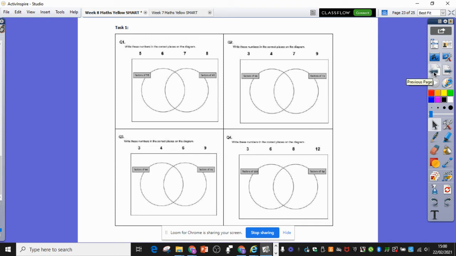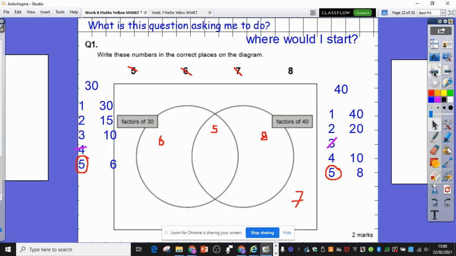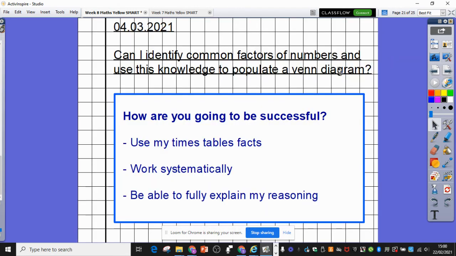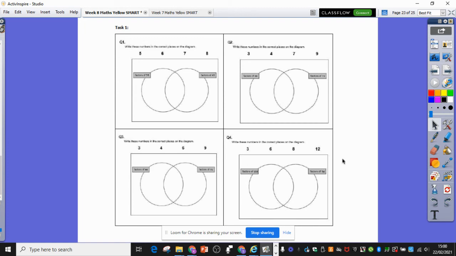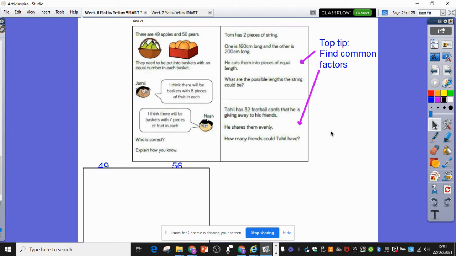Now remember, today's can I statement was, can you sort out factors or identify common factors of numbers and use this knowledge to populate a Venn? So you have done your can I by doing those 4. However, if you want a challenge, have a go at these. Again, they're just worded problems, but asking you to find common factors.